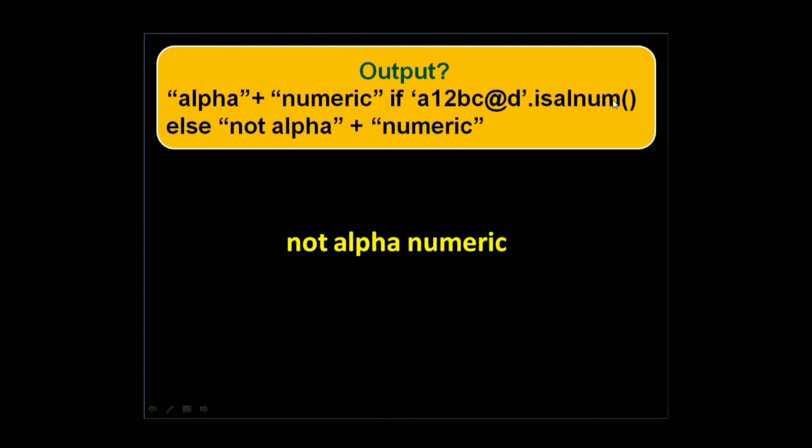Numeric basically stands for numbers. Well, there are letters, yes. There are numbers, yes. But if you see, there's also an @ symbol here, which is a special character. And hence, it returns false. And the string that gives the output is not alphanumeric. Pretty simple, right? Let's move ahead.